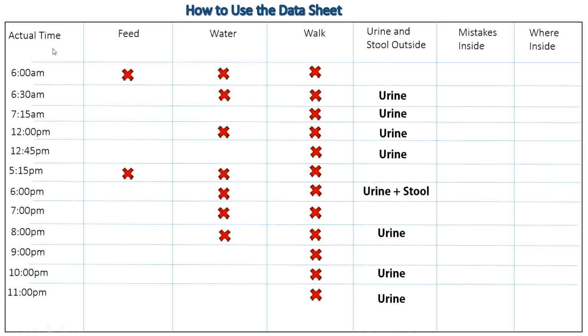You should see the same feed, water, and walk from our original schedule. And then in addition to that, you should see urine and stool outside, mistakes inside, and wear inside. We're going to talk about all of this.